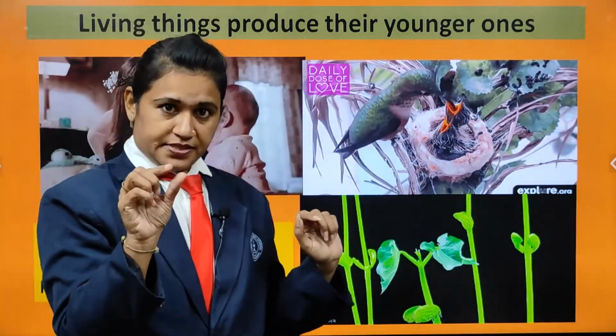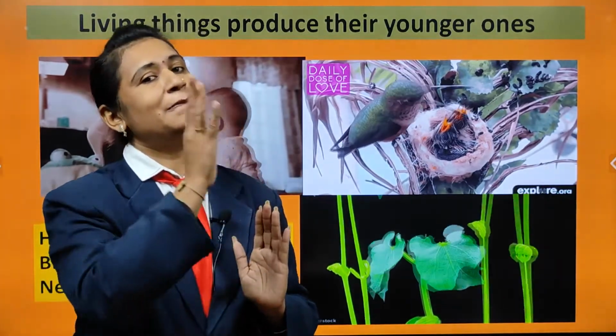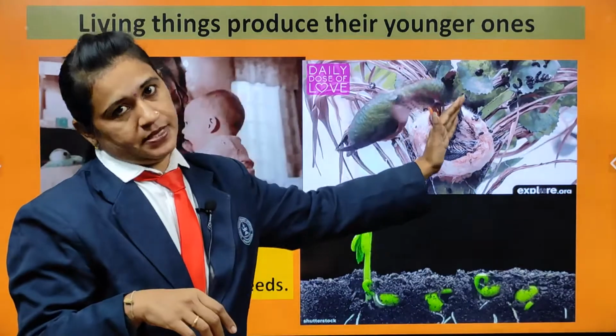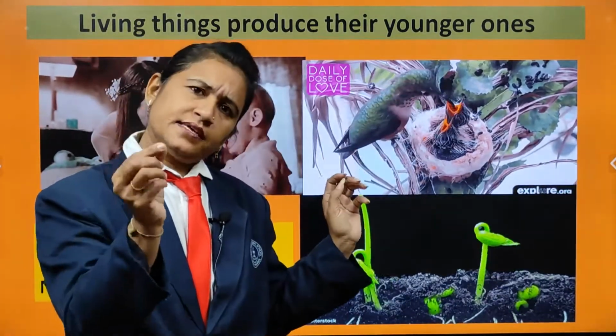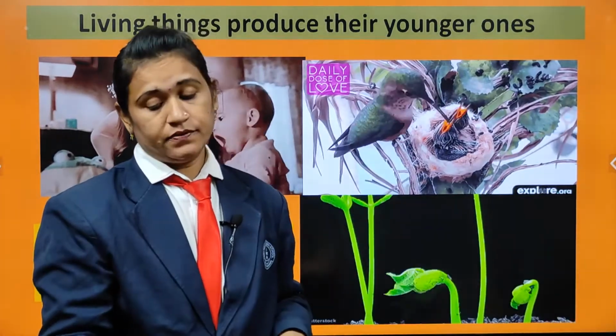The plant grows from a seed. So, a living thing gives birth to younger ones. A small seed will grow into a big plant. It is giving birth to a plant. Okay. So, living things produce their younger ones. All insects also produce their younger ones. All living things produce their younger ones.